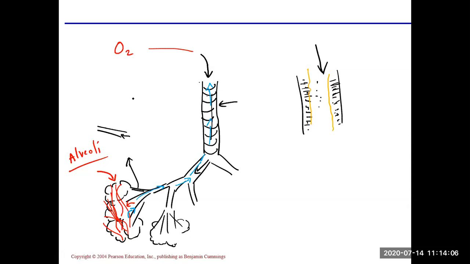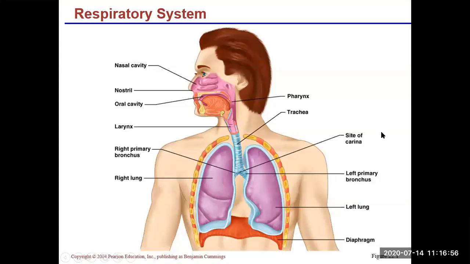Now, the air actually enters through the nose, so we're looking at the pathway of inhaled air. All right, here's a better picture. The air will go into either the oral cavity or the nasal cavity. We're looking at the pathway of the inhaled air. As you inhale the air, this is what will happen.